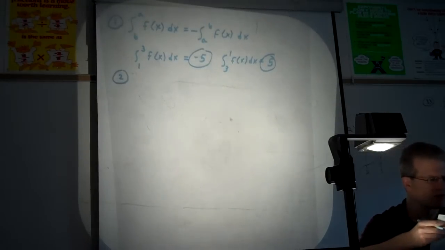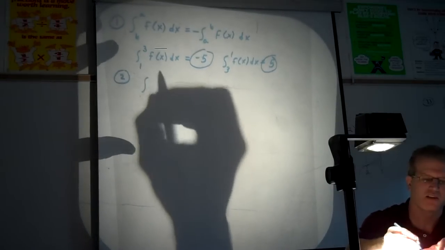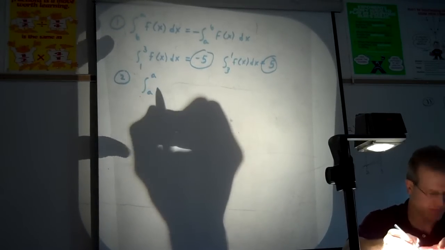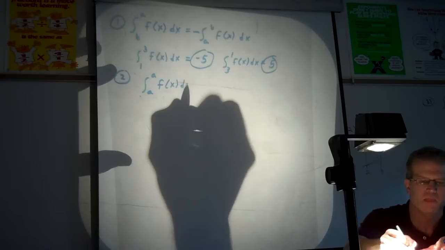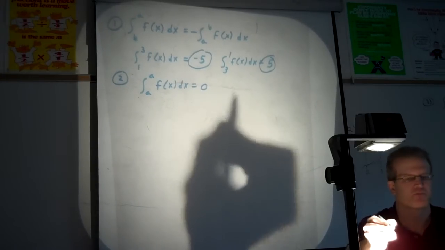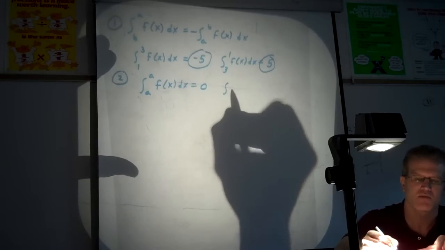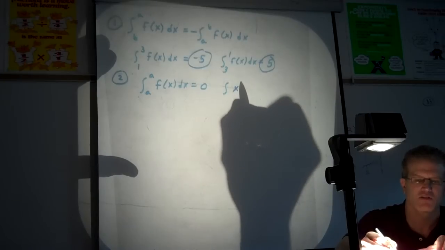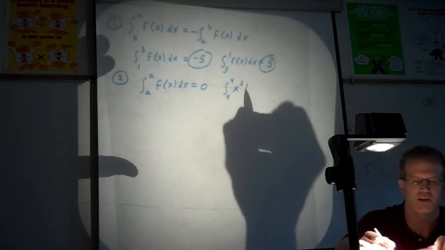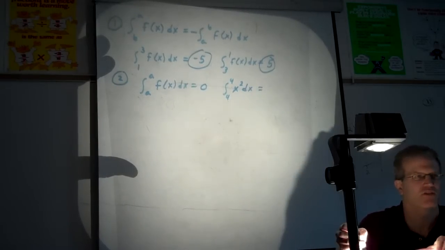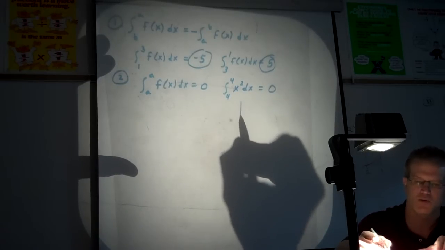Rule number 2 is called the zero rule. If you're taking an integral from a to a, f of x dx, that answer is going to be 0. So here's my example. Let's say you're doing the integral of x squared from 4 to 4 dx. What's that answer going to be? 0. Here's the reasoning behind it, at least one way you can reason it out.